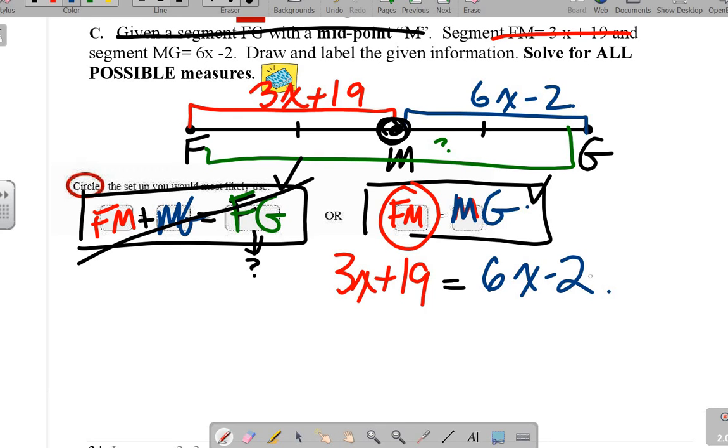All right, I'd like you to compare where you're at with at least two neighbors. Go. Compare where you're at with at least two neighbors.